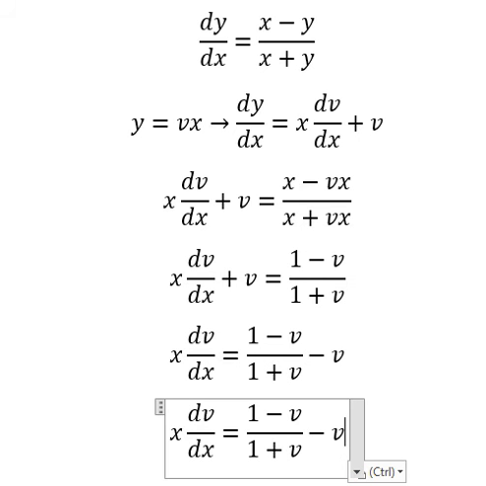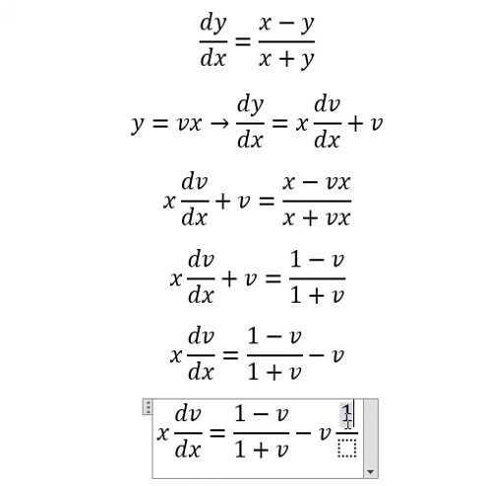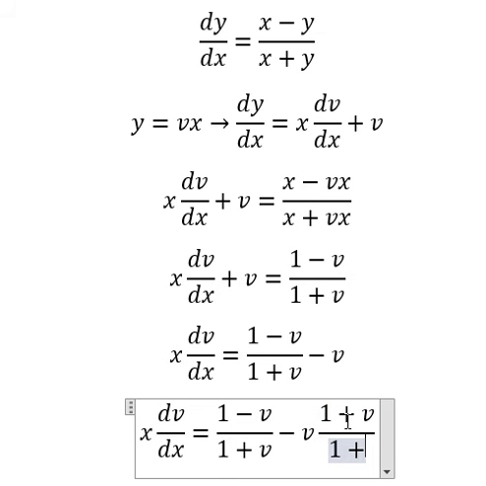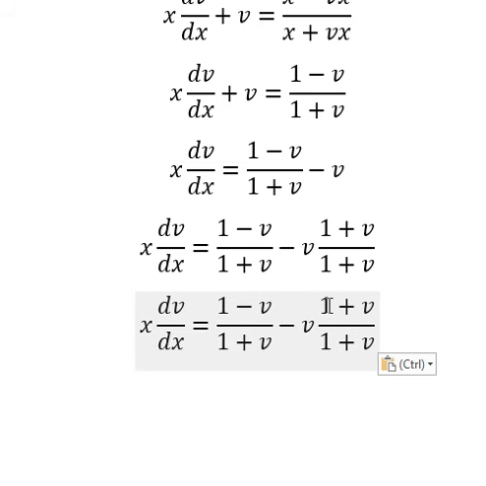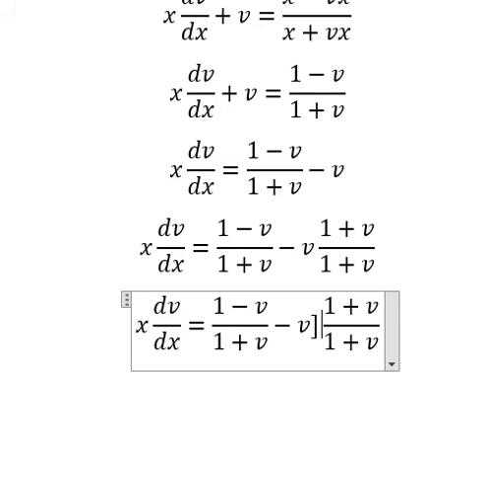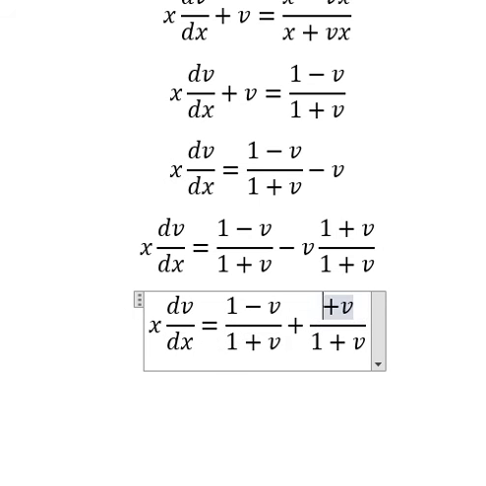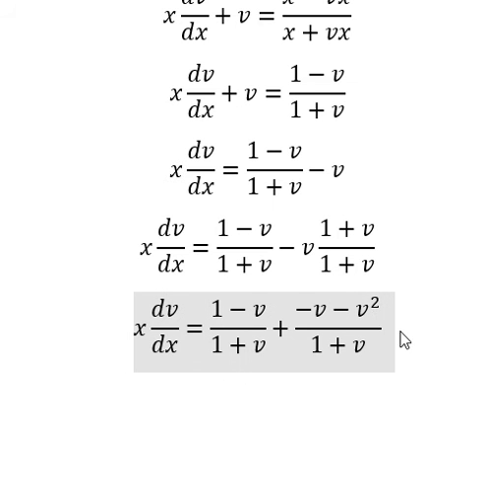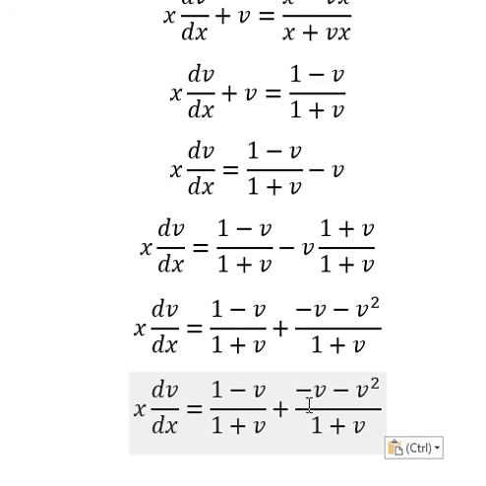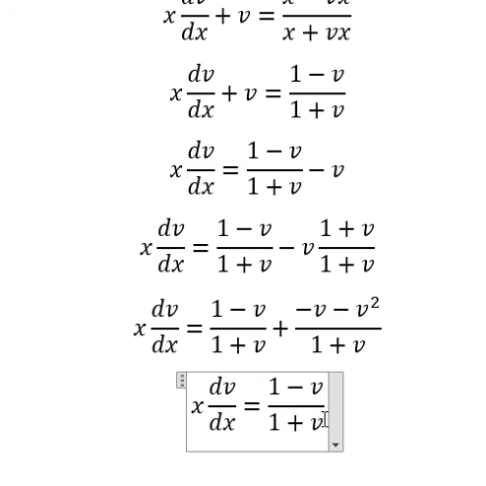This one, we need to do a common denominator. So we need to have 1 plus v, 1 plus v. So negative v multiplied by 1 plus v. So we combine two fractions in here, and we get negative 2v, negative v squared.